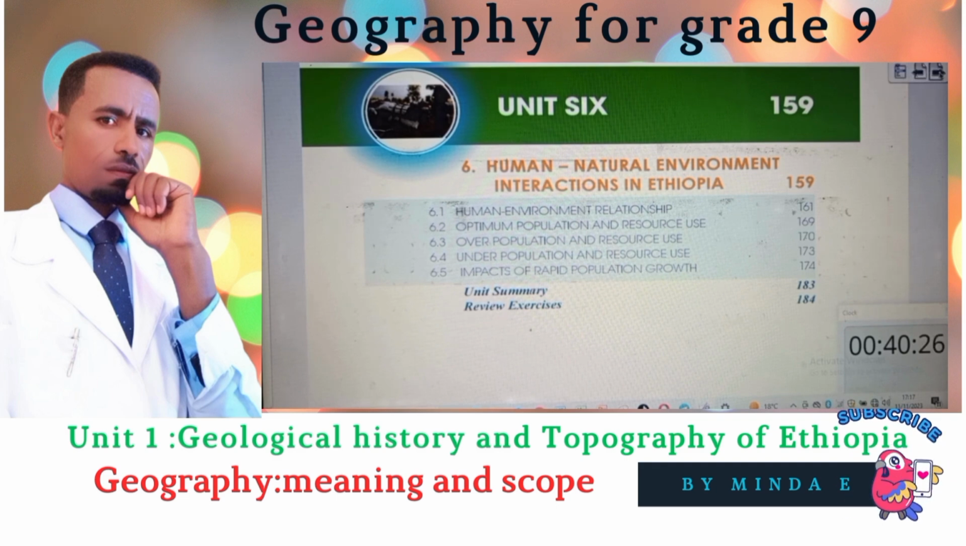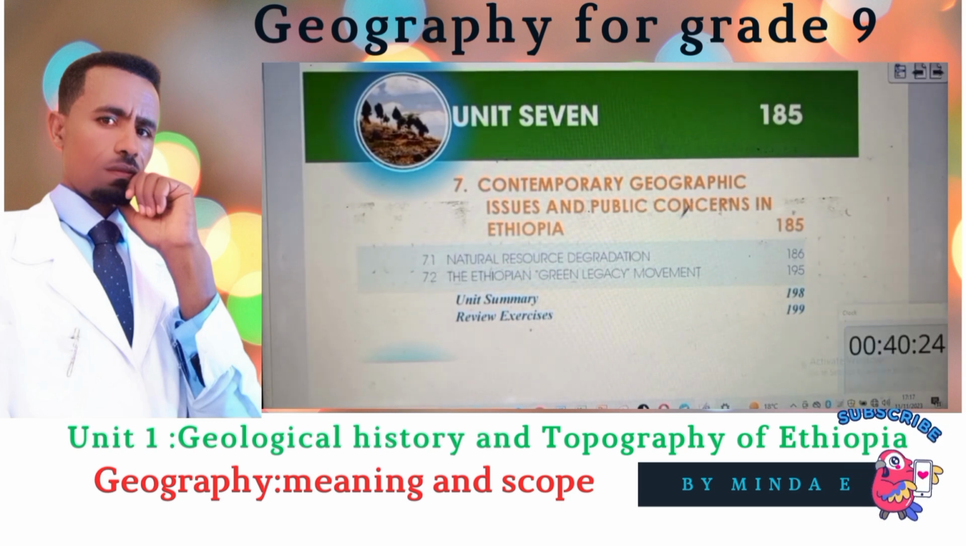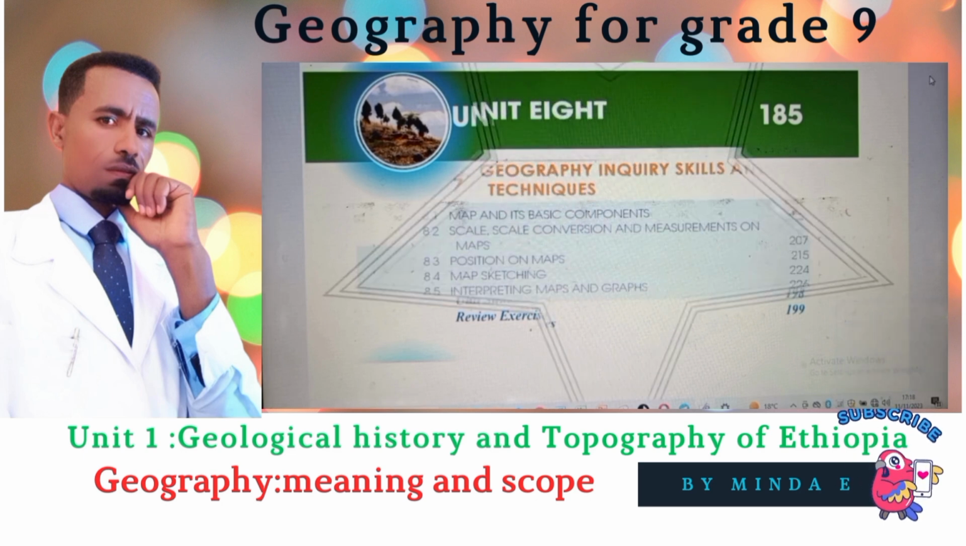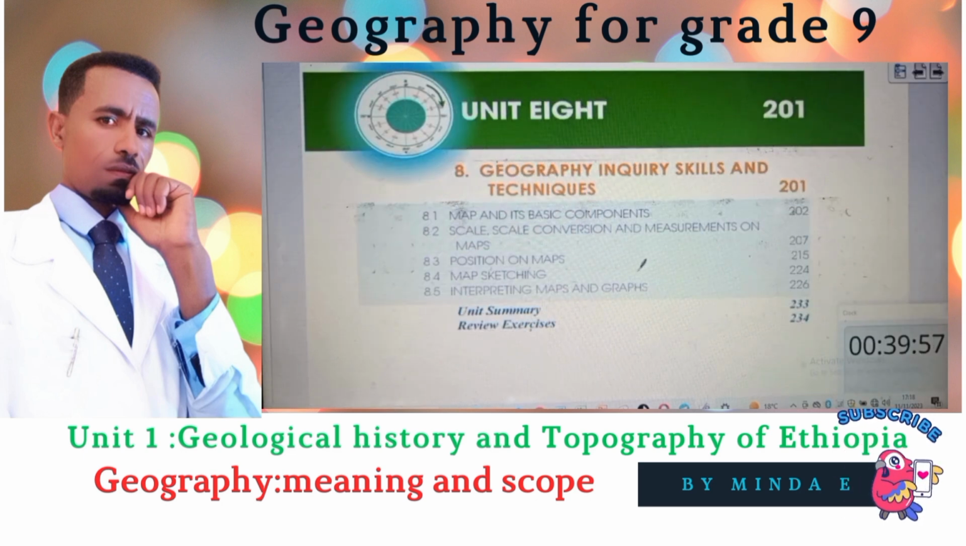Unit 7 deals with contemporary geographic issues and public concerns in Ethiopia. Under this unit, we will see natural resource degradation, the Ethiopian Green Movement, and Unit 8 deals with geography inquiry skills and techniques.